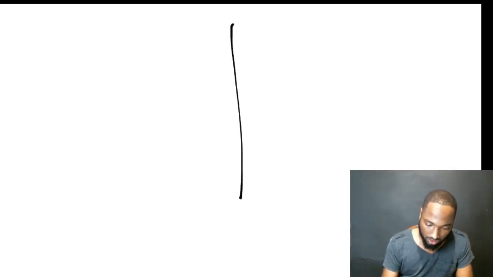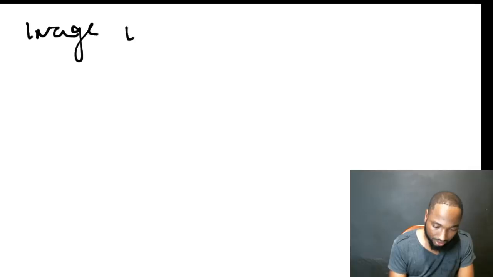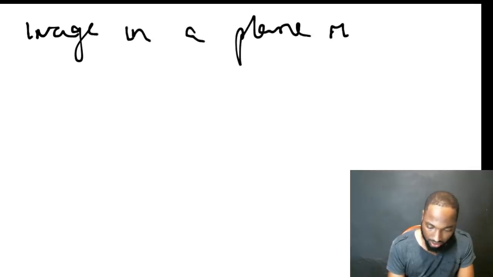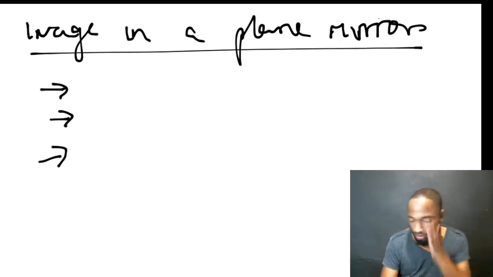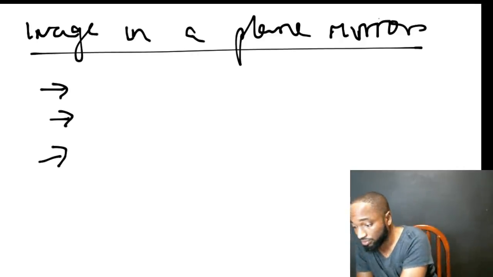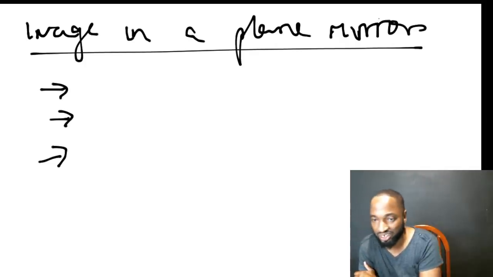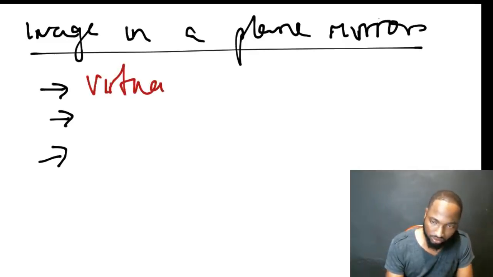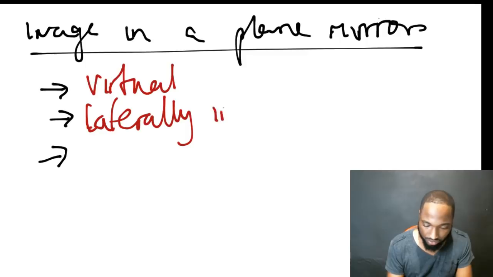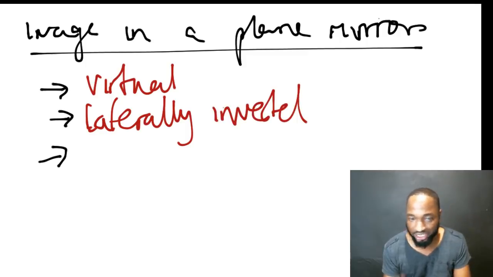Now, what can we say about the image in a plane mirror? Imagine a plane mirror. What points can we note about it? Is it virtual? Is it real? It's virtual, right? The rays of light never really go there. So it's laterally inverted. Yes, it's a fake image, so it's virtual. It's not real, it's virtual. It's upright.